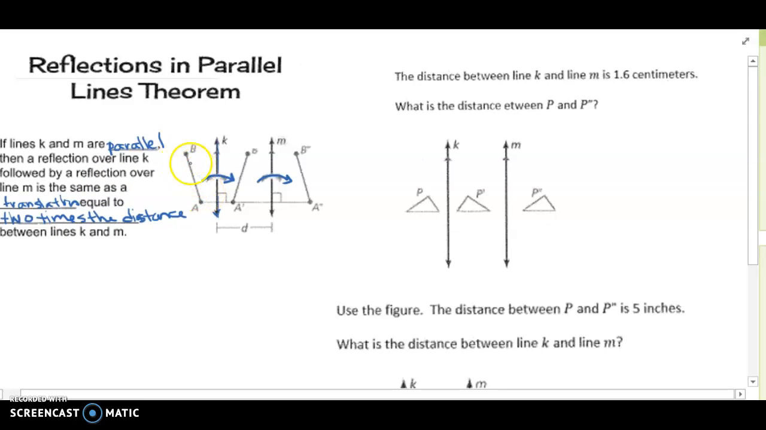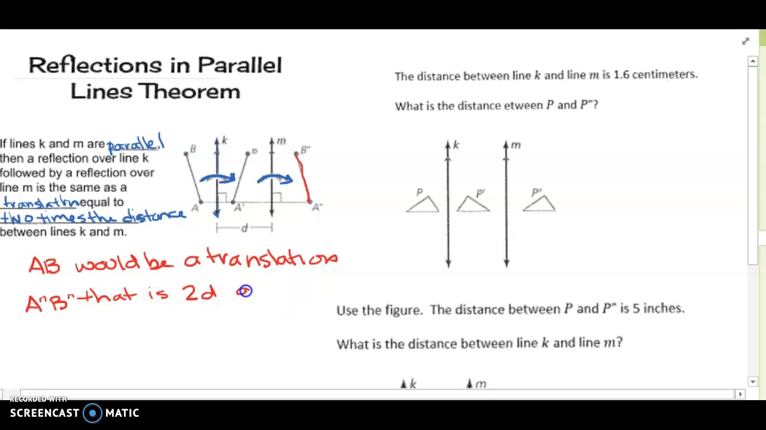So in other words, if we take this segment AB, we reflect it over line K, and then we reflect it again over line M, we get A double prime, B double prime. So I could say here, AB would be a translation to A double prime, B double prime that is 2D apart. Notice from here to here is D. So that means from here to here is double that.